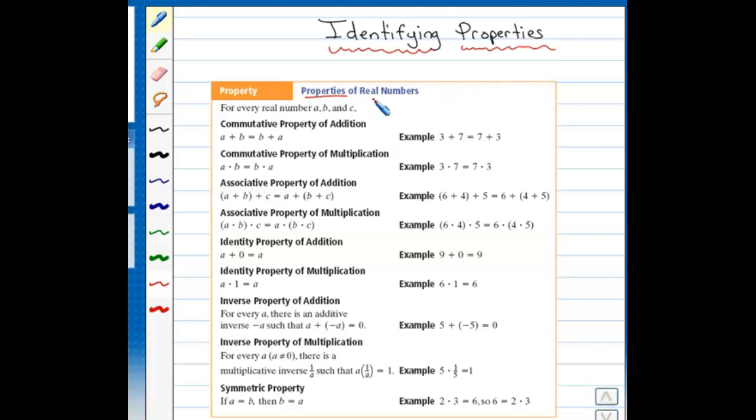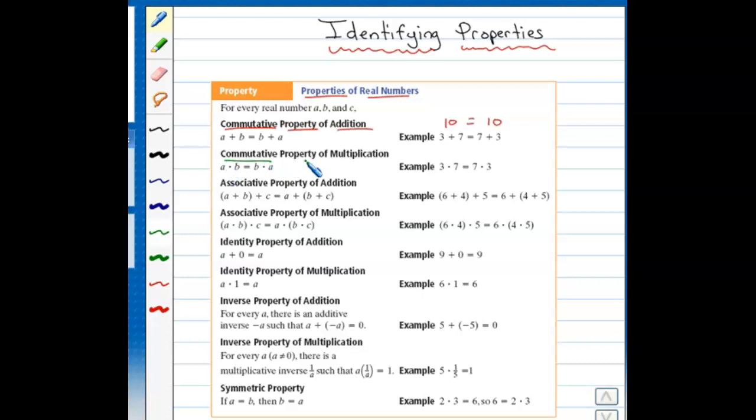Today I'm going to help you with identifying properties. Now, these are properties of real numbers, and they help you when solving equations. They hold for every real number A, B, and C. Let's start with the commutative property of addition, which states that A plus B is equal to B plus A. For example, 3 plus 7 is equal to 7 plus 3. The left side is 10 and is equal to the right side of 10.